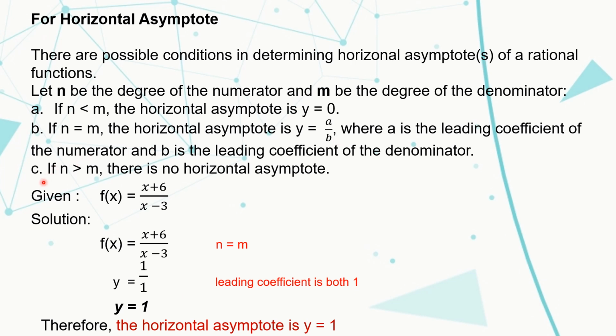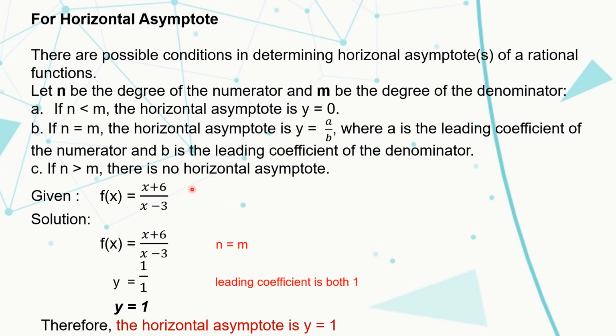Letter C. If n is greater than m, there is no horizontal asymptote. Ibig sabihin, pag mas mataas daw yung degree ng ating numerator kesa sa degree ng ating denominator, automatic there is no horizontal asymptote.